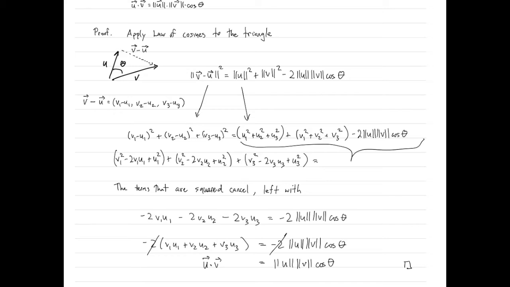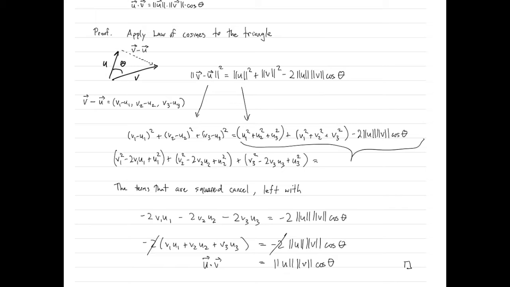And then let's use FOIL, or this rule that a minus b squared is a squared minus 2ab plus b squared. Applying that rule to v1 minus u1 squared, we get v1 squared and u1 squared plus this cross term negative 2 v1 u1. Similarly for these two terms. And then on the right hand side here, I didn't bother rewriting it, but we have this thing. And what happens is that the v1 squared here is going to cancel this v1 squared on the right hand side here. Similarly, this u1 squared is going to cancel this u1 squared. And so similarly, all the terms that are squared are going to cancel.